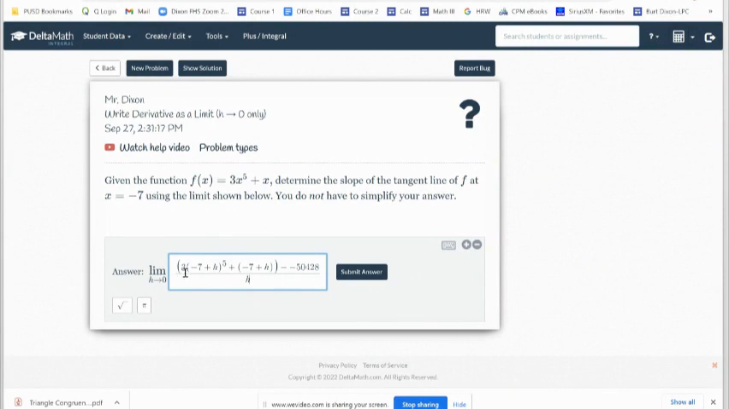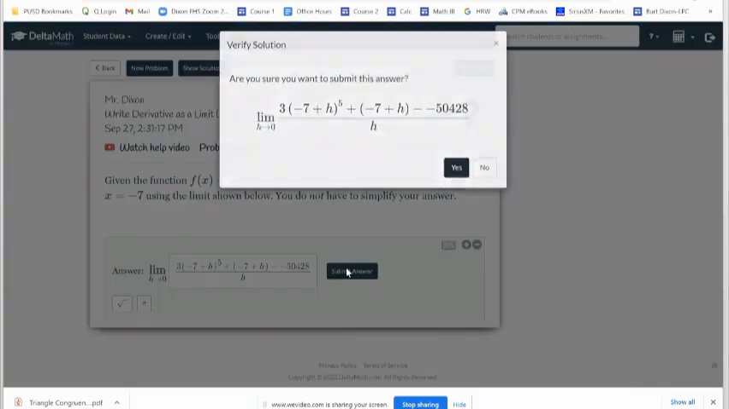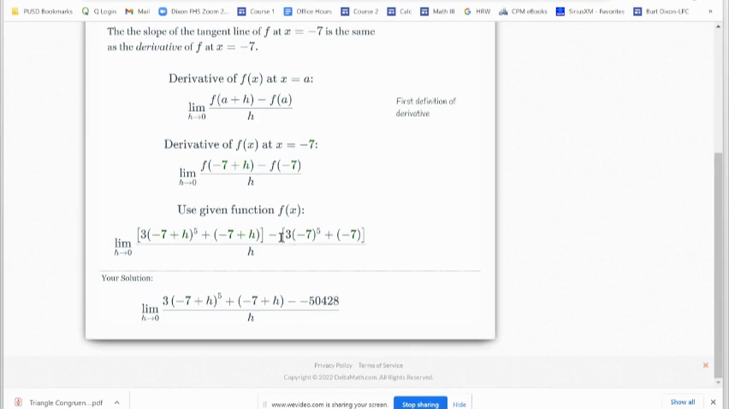And then, once we have that all set up, there's our f of -7 plus h first, and then minus f of -7, and then that whole thing divided by h. I don't really need this extra set of parentheses. So there's my f of a plus h minus f of a, divided by h, and we'll submit and see if they agree. And they do. Okay, so notice how they just substituted in the -7. I wrote it as -50,428, but it looks like they would have accepted it if I just plugged in the -7 into the expression and left it unsimplified like that. That is acceptable as well.